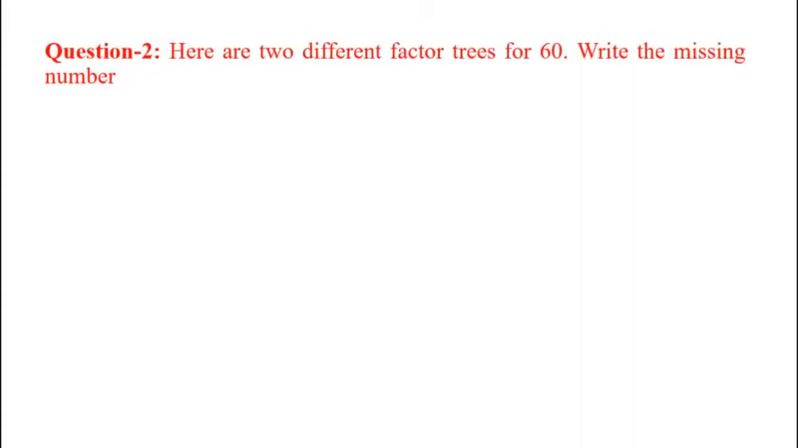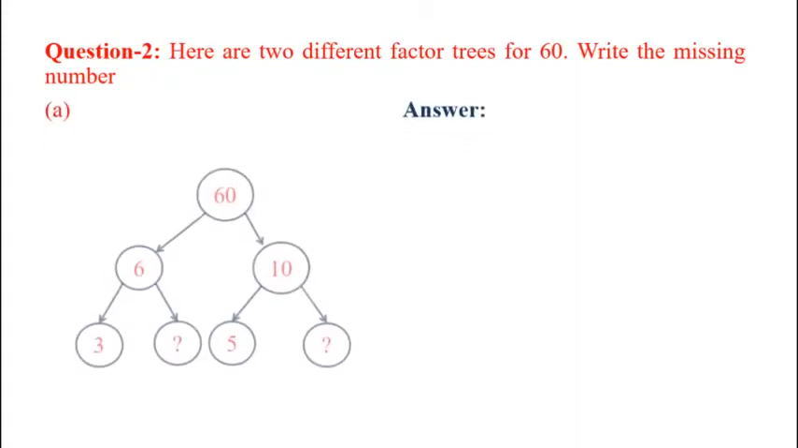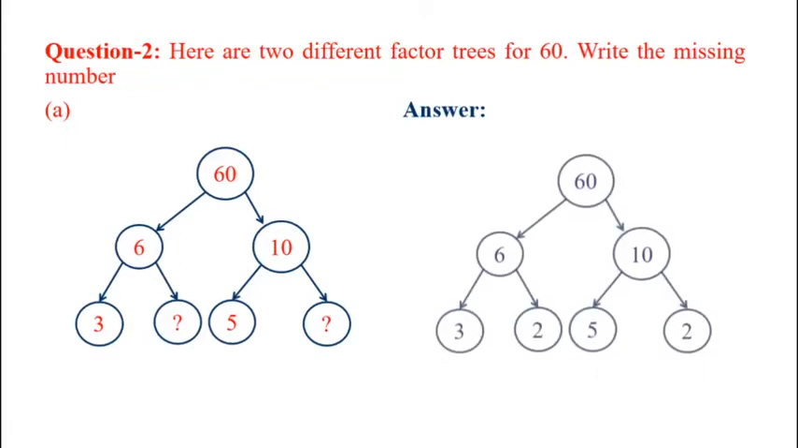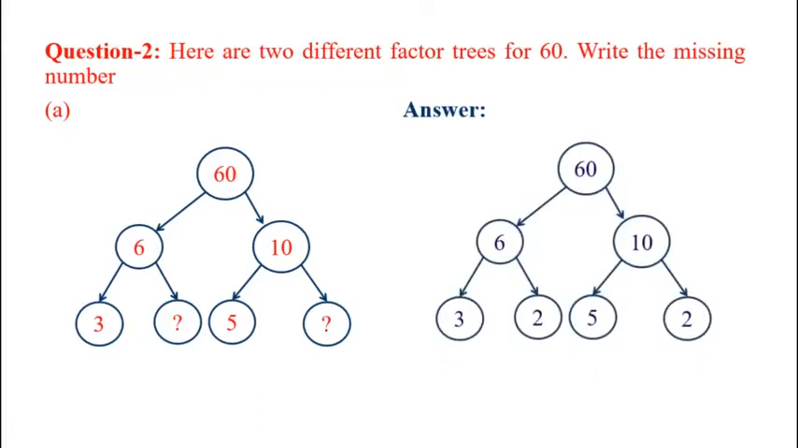Question number 2. Here are two different factor trees for 60. Write the missing number. So, this is the question. We have to find the missing number. So, the answer is like this. 60 can be factorized as 6 into 10. Again 6 can be factorized as 3 into 2. So, the first question mark, the answer is 2. Then 10 can be factorized as 5 into 2. So, the next question mark will be 2.